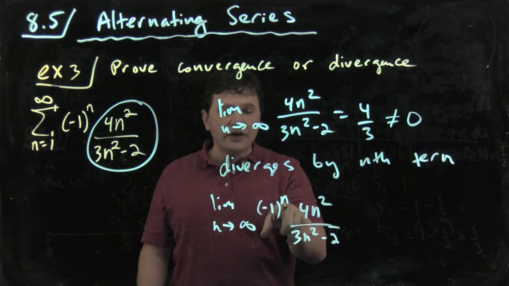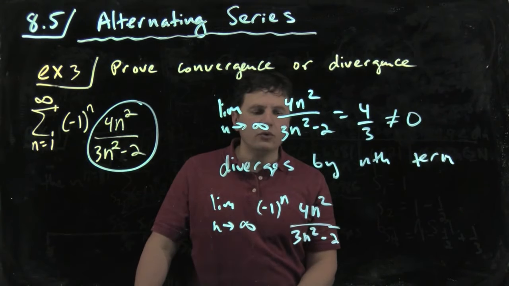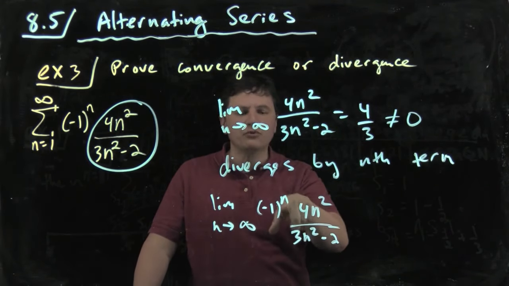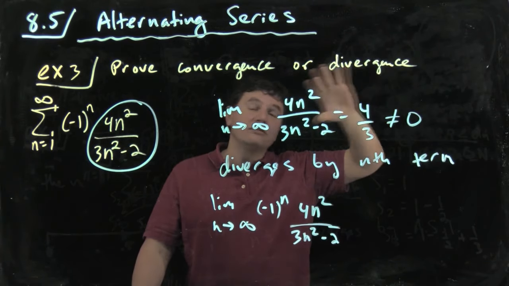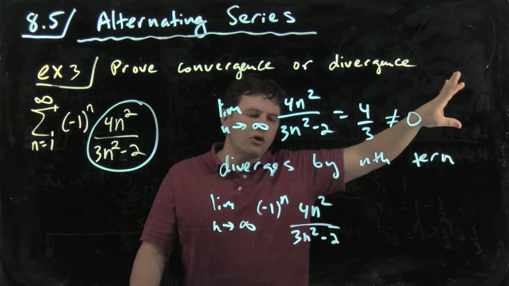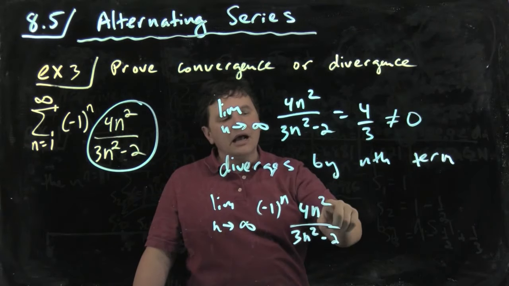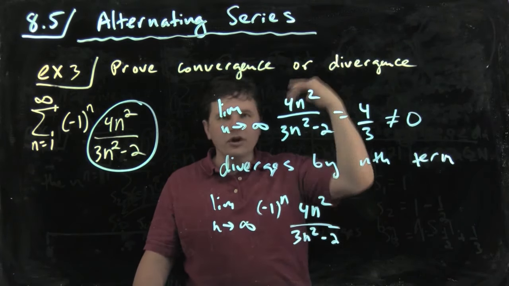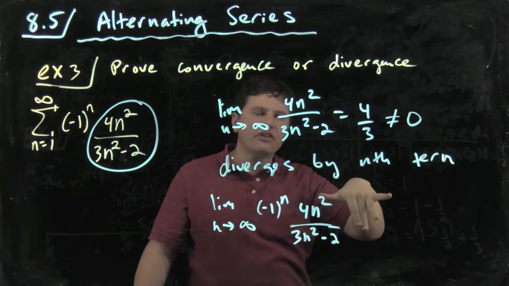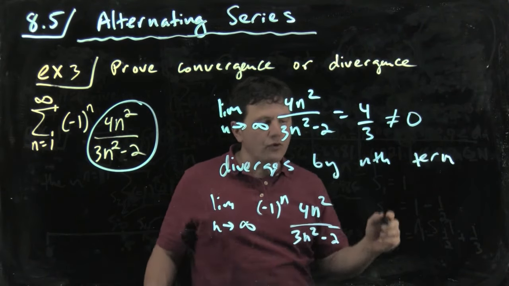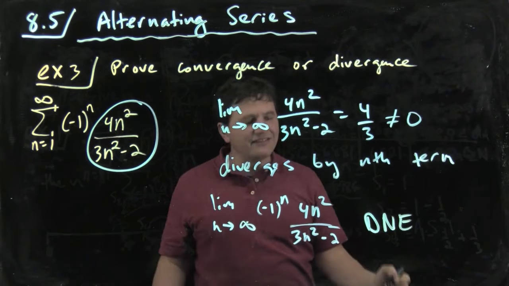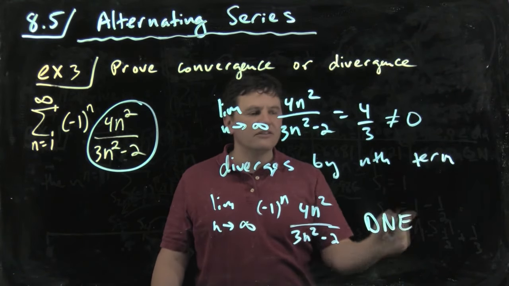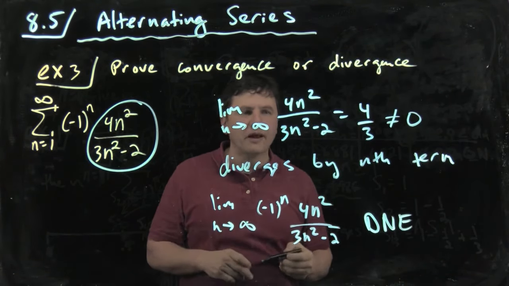When this thing's even, it's going to 4/3, positive 4/3. When that thing's odd, it'll be negative 4/3. So as time goes on, as n gets larger and larger, when this is even, it'll get closer and closer to 4/3. On the other side, it'll get closer and closer to negative 4/3. So this limit just simply would not exist. That's still not 0, right? Does not exist, does not equal 0, so it still diverges by the nth term test.